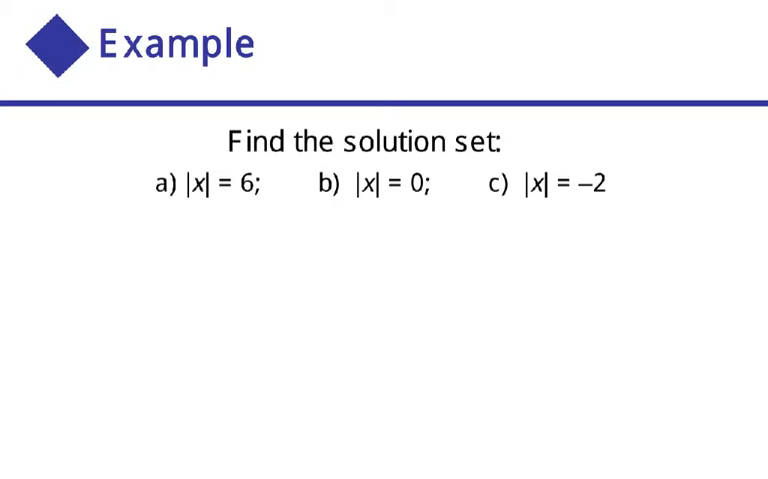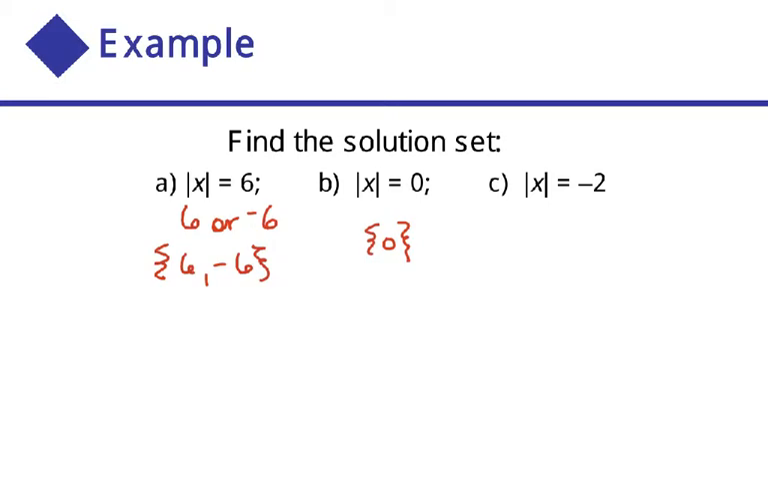If the absolute value of x is 6, what values can x take? Well, x could be 6, or x could be negative 6. So the solution set is 6, negative 6. Here, the only thing that has an absolute value of 0 is 0. So the solution set to the absolute value of x equals 0 is simply 0.